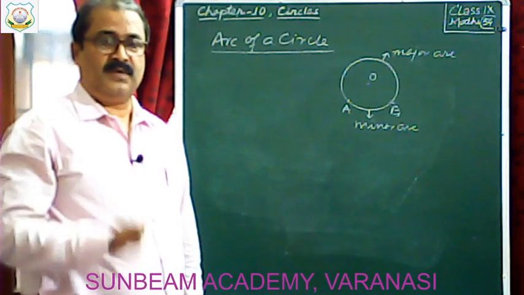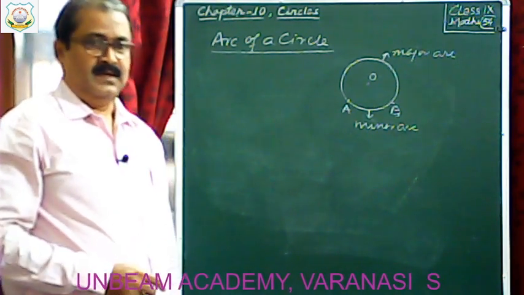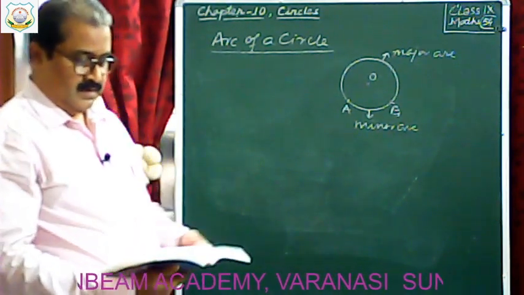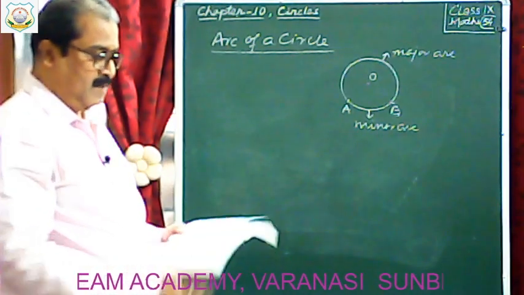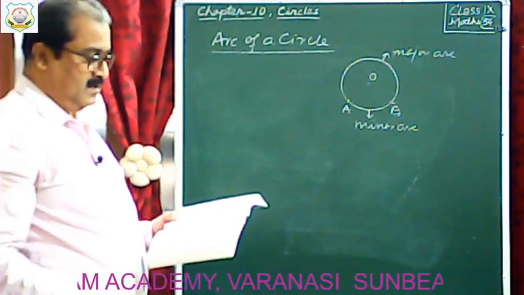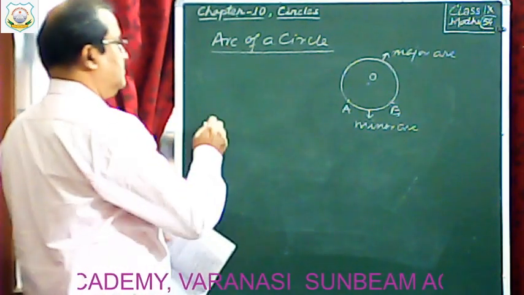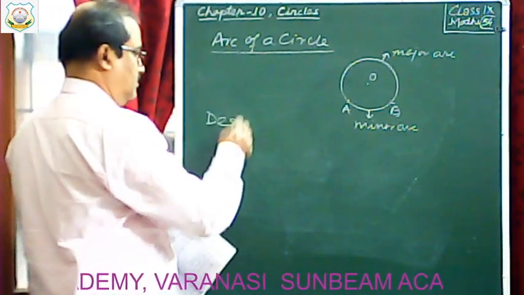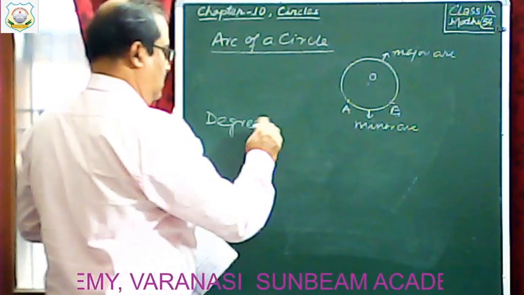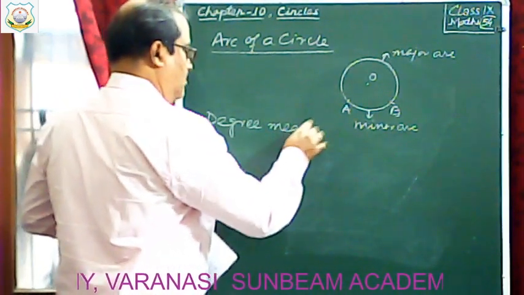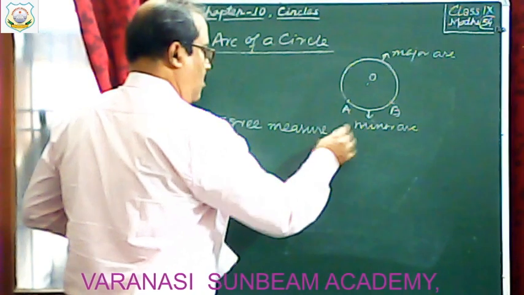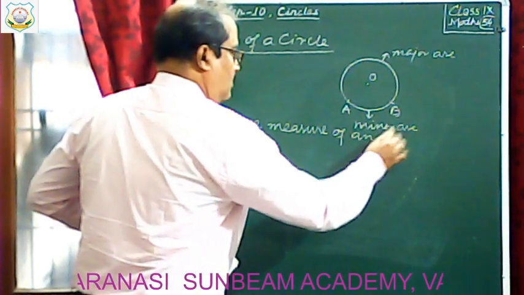So part of the circumference of a circle is known as an arc. Okay, the smaller one is the minor arc and the bigger one is the major arc. Degree measure of an arc.